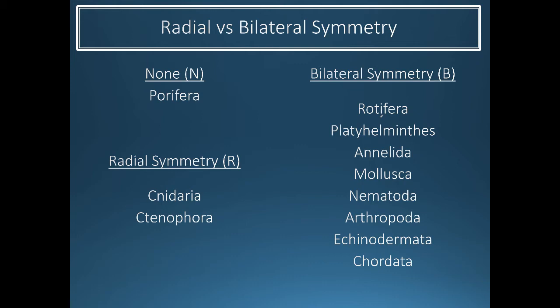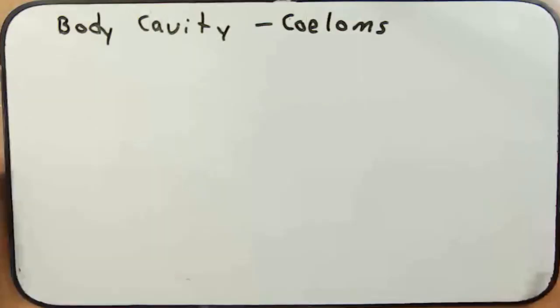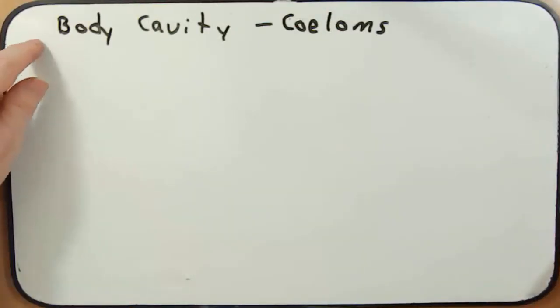And as I mentioned before, the porifera have no symmetry. And we only see radial symmetry in cnidarians and the ctenophora. All other phyla that we're talking about here have bilateral symmetry. So let's move on to our next adaptation, and that is the body cavity.